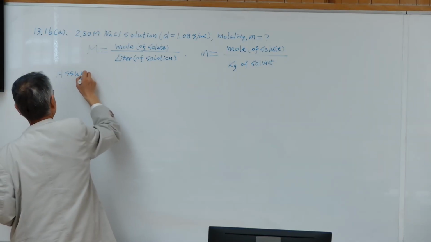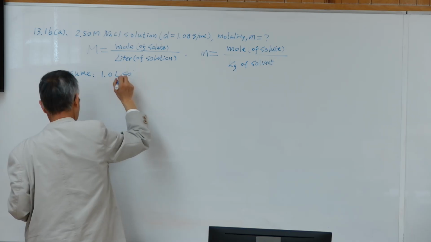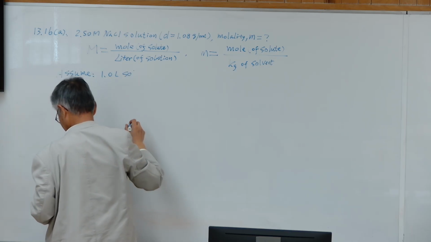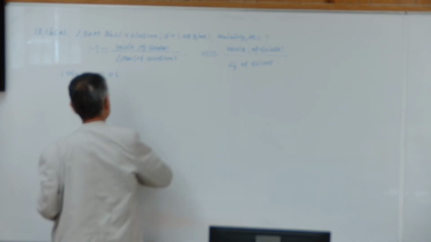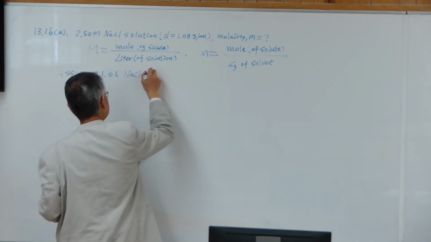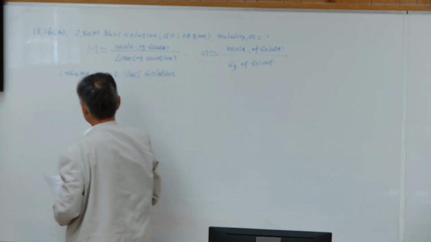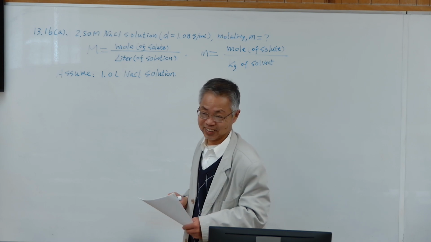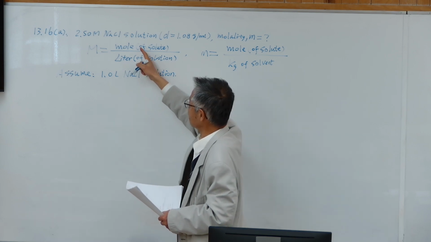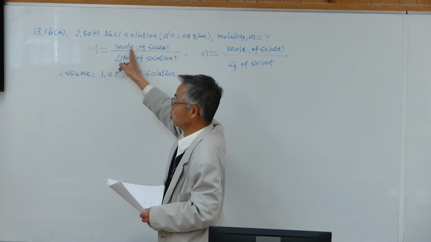So how can we solve this problem? Assume we have one liter of solution. If we have 1 liter of solution, according to this 2.5 molarity, then the moles of NaCl will be 2.5.